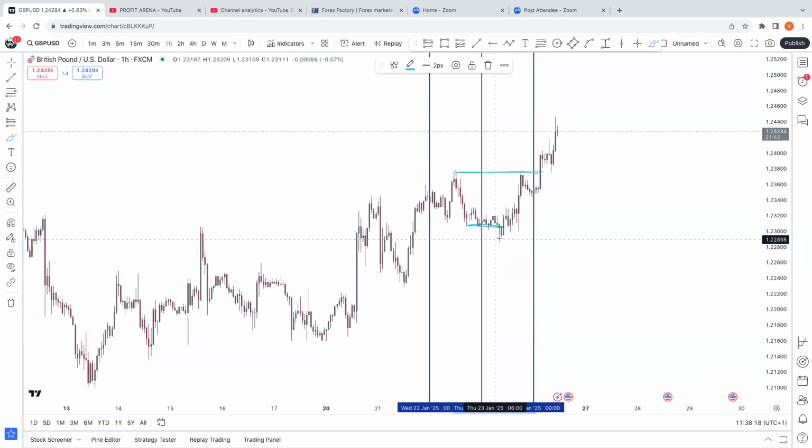This is the low of the 23rd. So this is liquidity. These are people's stop losses. Lots of traders have their stop losses here, right? So the market is going to find a way to come down and take out this liquidity as well.